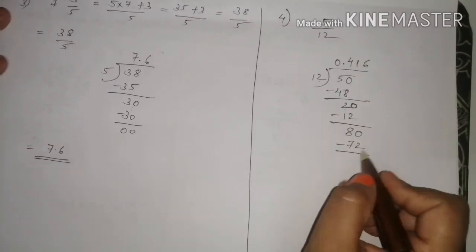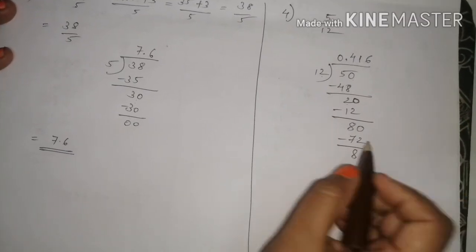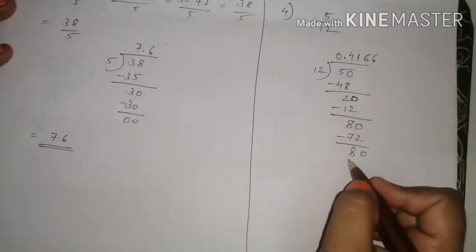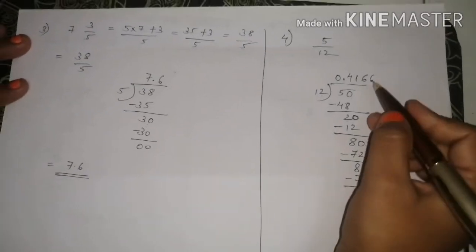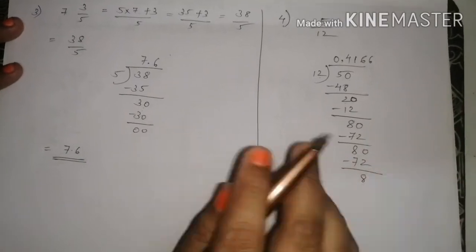So 80 minus 72 will give you 8. Now if you again take 0, the number will be 80 only. So the answer will be 6 only. 12 sixes are 72. Again you subtract, you will get 8 only. So this 6 is going to continue. It is not going to end.